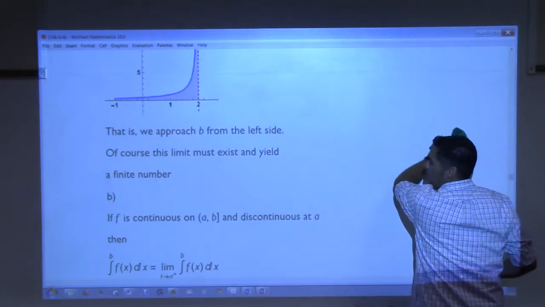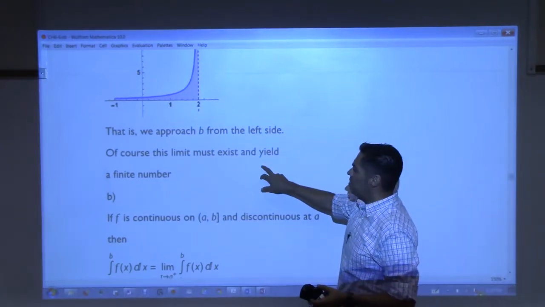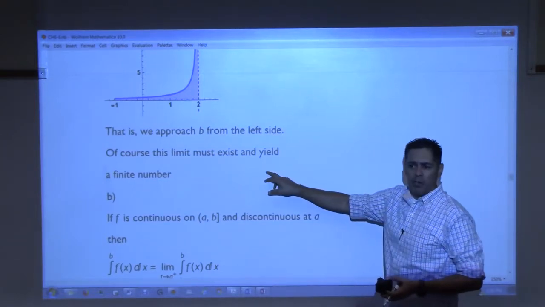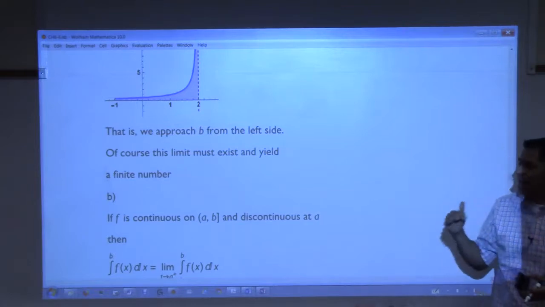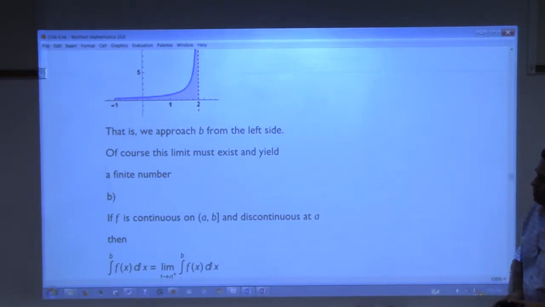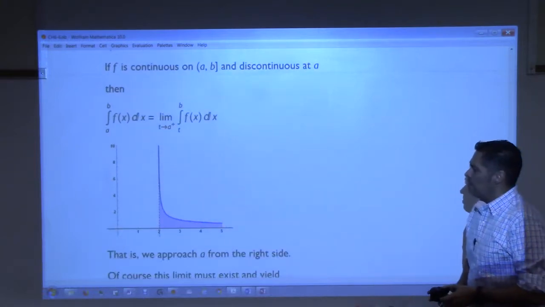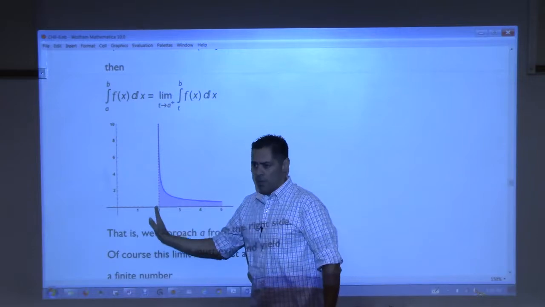Now, if we approach B from the left side, of course this limit must exist and yield a finite number. Okay, so once we take that limit, if we get a finite number, then we say it converges. Otherwise it diverges.